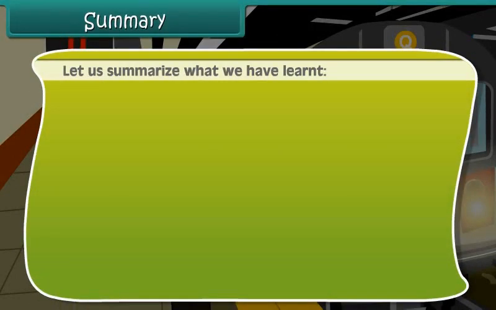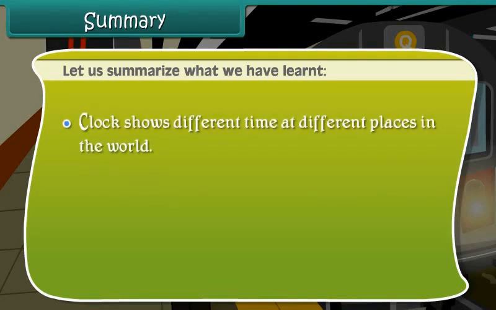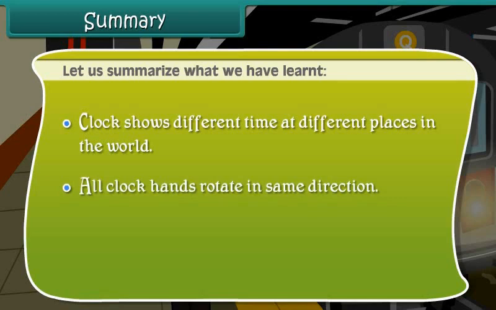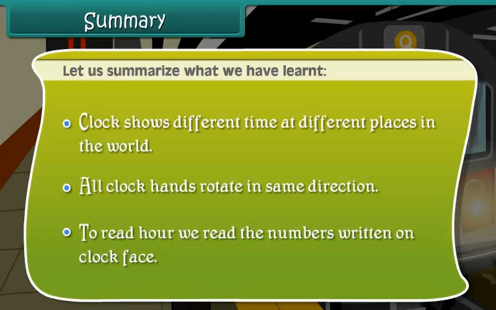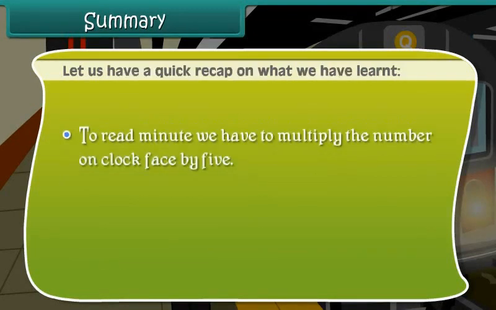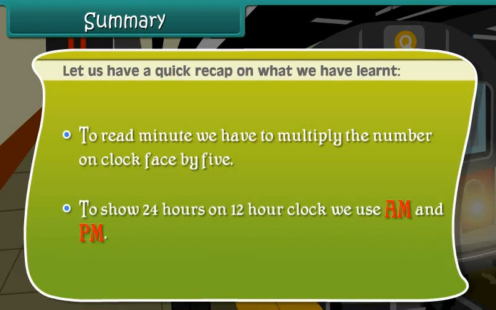Let us summarize what we have learned. Clocks show different times at different places in the world. All clock hands rotate in the same direction. To read the hour, we read the numbers written on the clock face. To read the minute, we have to multiply the number on the clock face by 5. To show 24 hours on a 12-hour clock, we use AM and PM.